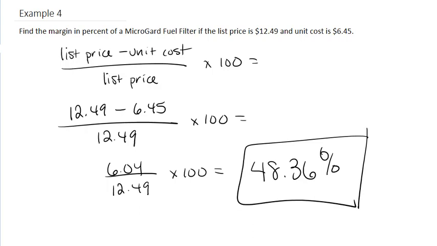So remember that margin can never exceed 100%, whereas markup can exceed 100%. And if you say you have a 50% margin, it's equivalent to a markup of 100%.